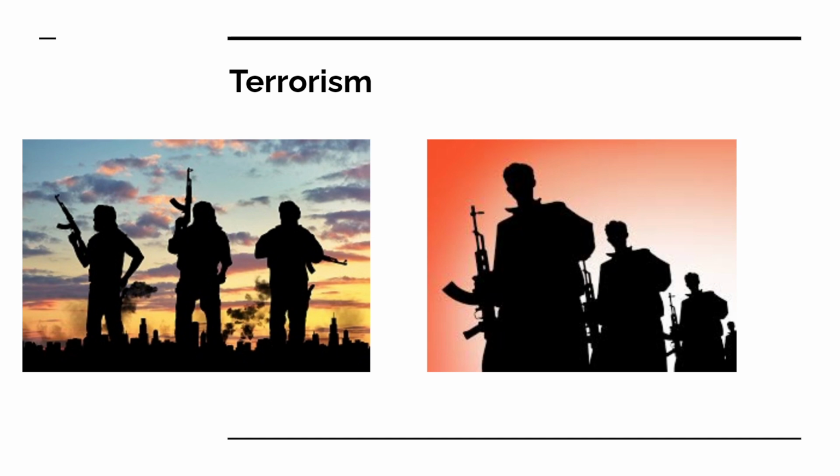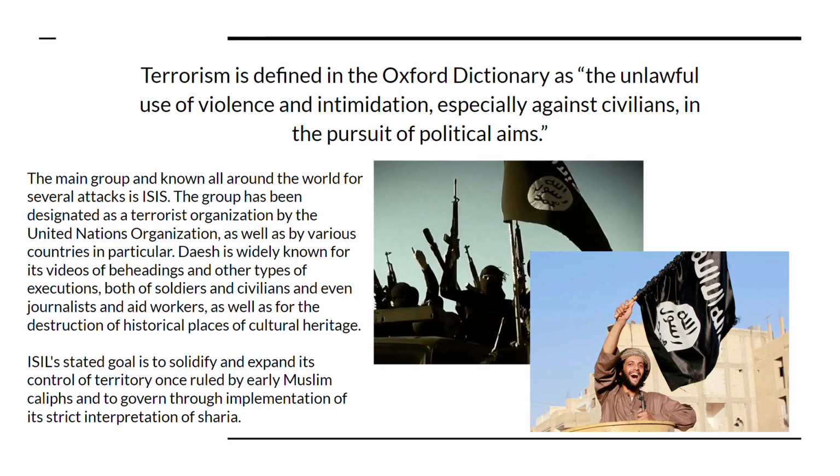One of the most devastating things we need to live nowadays is terrorism. Terrorism is defined in the Oxford Dictionary as the unlawful use of violence and intimidation, especially against civilians, in the pursuit of political aims. The main group, known all around the world for several attacks, is ISIS.